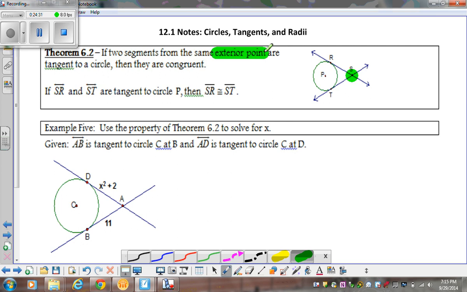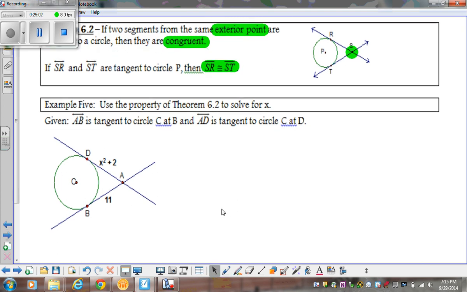That's that exterior point. If both of those segments are tangent to the circle and they intersect out here, then those two segments are congruent, which, like we've said many, many times this semester, means they are equal to each other. So in this case, if SR and ST are tangent to the circle, they both intersect at S, that means that segment SR and segment ST are congruent to each other, which means they're equal. So if we're going to solve for something, we're going to set them equal. Let's scroll down here and look at example 5.